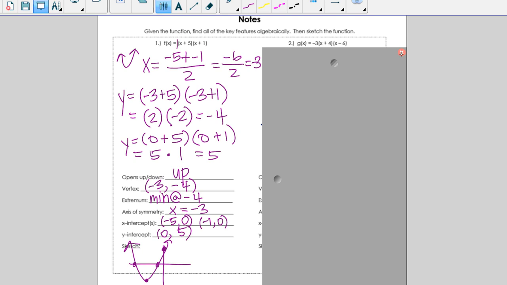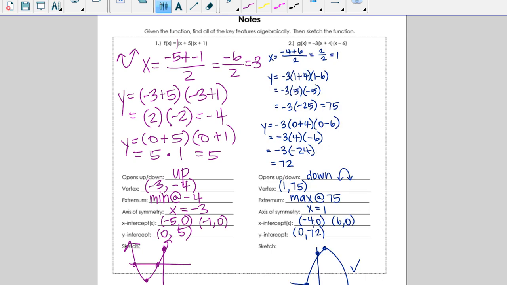All right, so you should have gotten this for number 2. You should have gotten that it opens down because a is negative. You should have gotten a vertex of (1, 75). Since it opens down, it's a max, and that's at 75 with an axis of symmetry of x equals 1. The x-intercepts obviously were the first thing you should have pulled, -4 and 6. Your y-intercept, that's this work right here, when you set x equal to 0, is 72. Okay? And your sketch shows that that all works out.